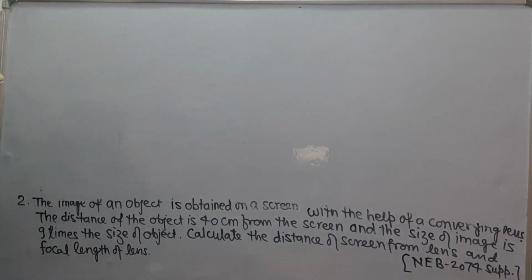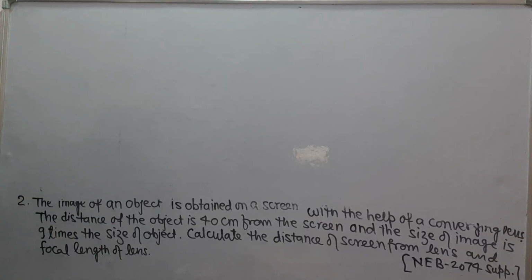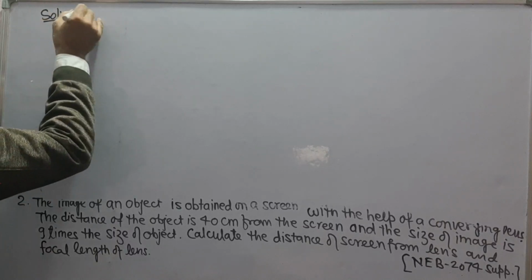Question number 2. The question is, the image of an object is obtained on a screen with the help of a converging lens. The distance of object is 40 cm from the screen, and the size of image is 9 times the size of object. Calculate the distance of screen from the lens and focal length of the lens. Solution to question 2.